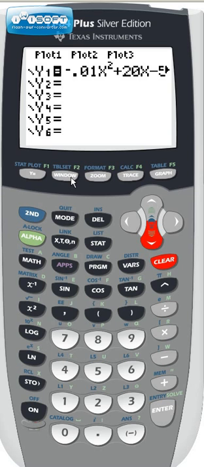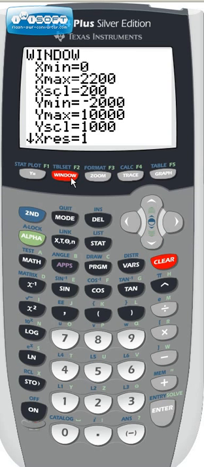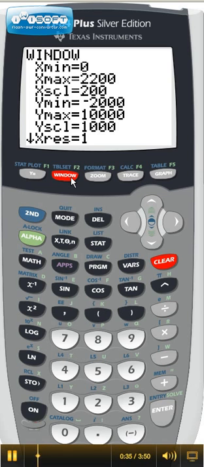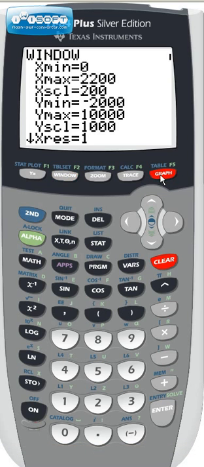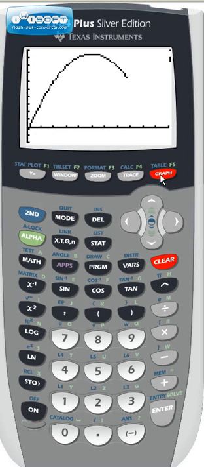So the first thing I'm going to do is set my window settings. Let the x min be 0, x max be 2200, and let's count by 200. The y min is a negative 2000, y max is positive 10,000, and we'll count by 1,000s. When I click on graph, I get a nice picture of the profit function for a particular product. But the question is, at what levels of production will I have daily profit of $1,400?